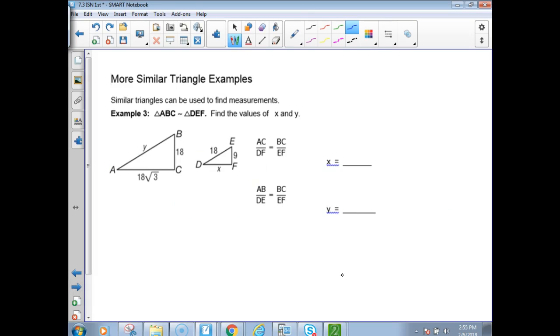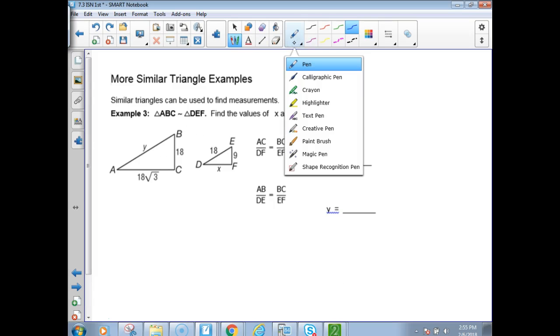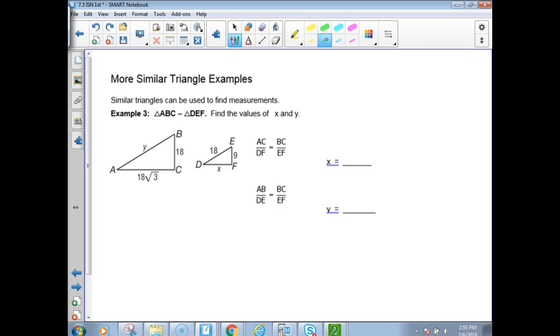All right, more similar triangle examples. Here's the deal. Similar triangles can be used to find measurements. Triangle ABC is similar to DEF. All right, that's your statement. You can get a lot from it. Side AC would correspond to side DF, and side BC would correspond to side EF. And lastly, AB corresponds to DE.